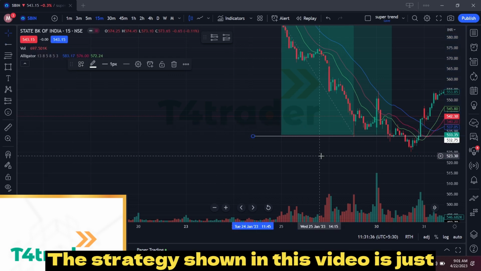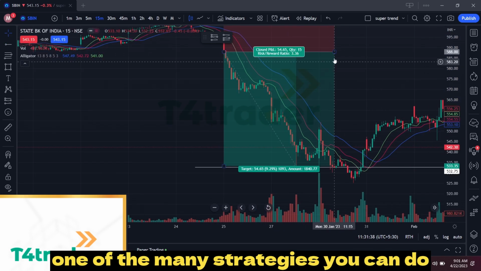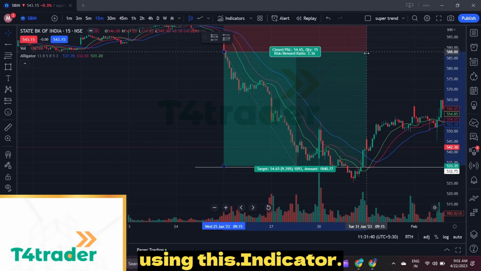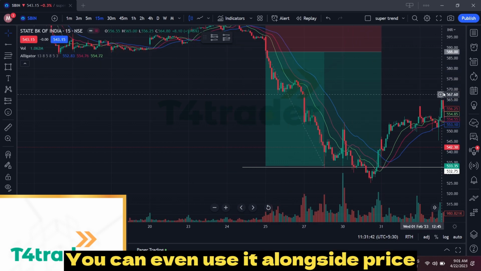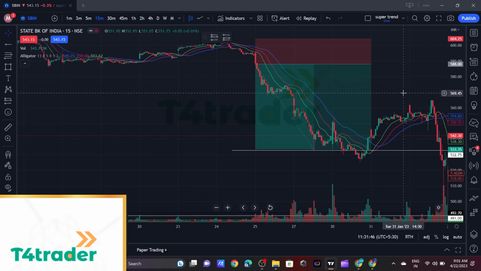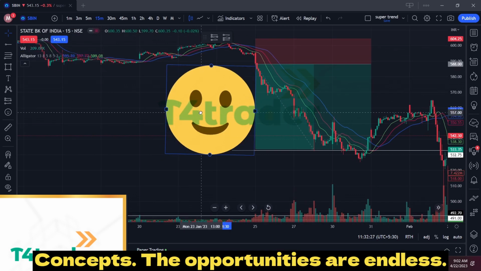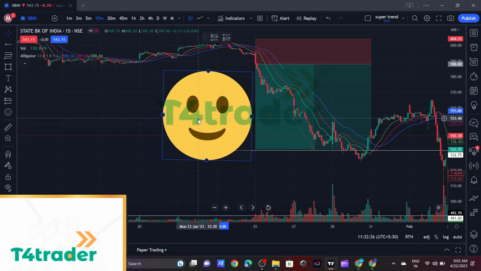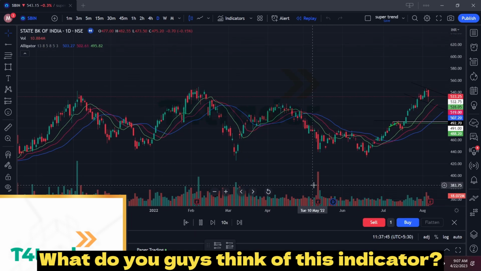The strategy shown in this video is just one of the many strategies you can do using this indicator. You can even use it alongside price action, or support and resistance, or smart money concepts. The opportunities are endless. What do you guys think of this indicator?